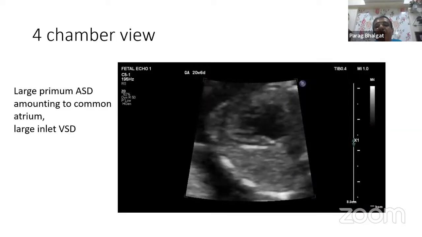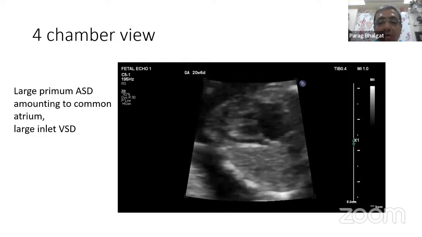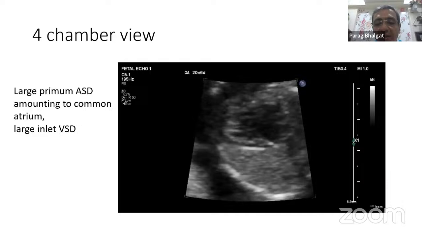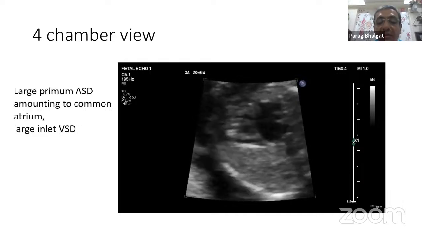Now, second patient, more or less the same. The first one was 28 to 29 weeks. This is 20 weeks, seen in second trimester.